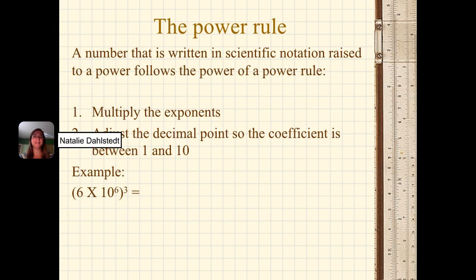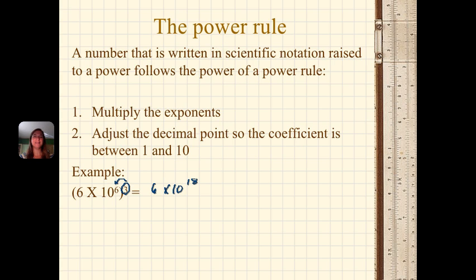Let us review another thing that you might come across working with scientific notation, which is the power rule. The power rule is when you have a second exponent that is the multiplier of your original scientific notation. What you do is you only multiply this exponent with the previous exponent of the power of 10. So this example here, 6 times 10 exponent 6, to the power of 3, would give you 6 times 10 exponent 3 times 6, which is 18.